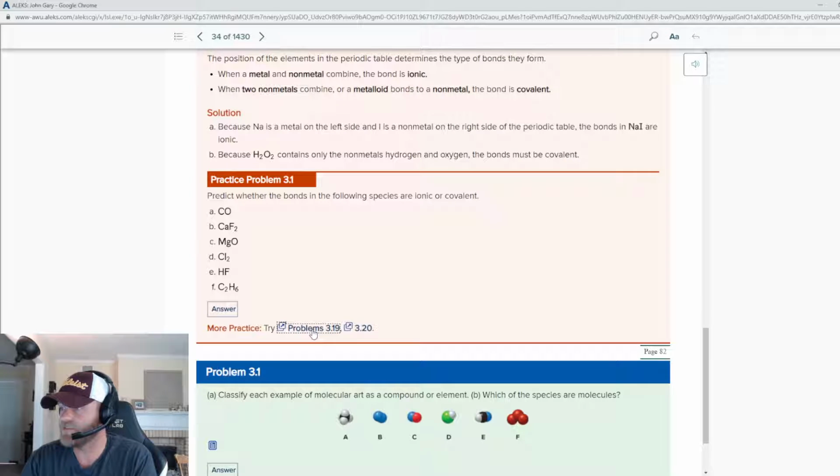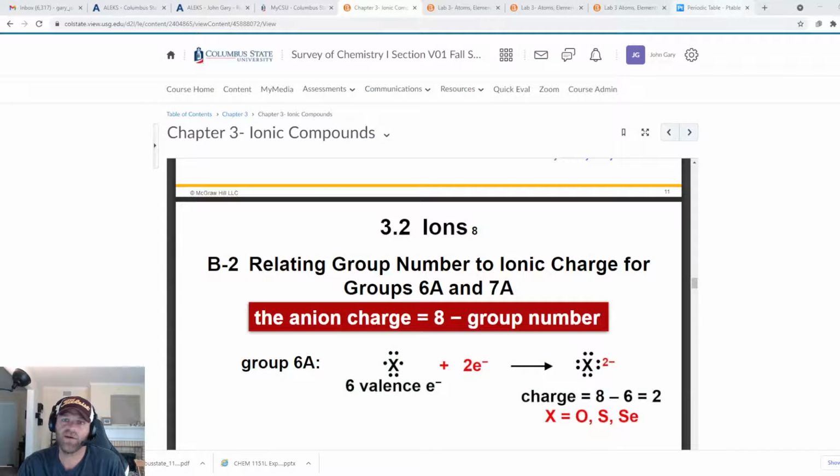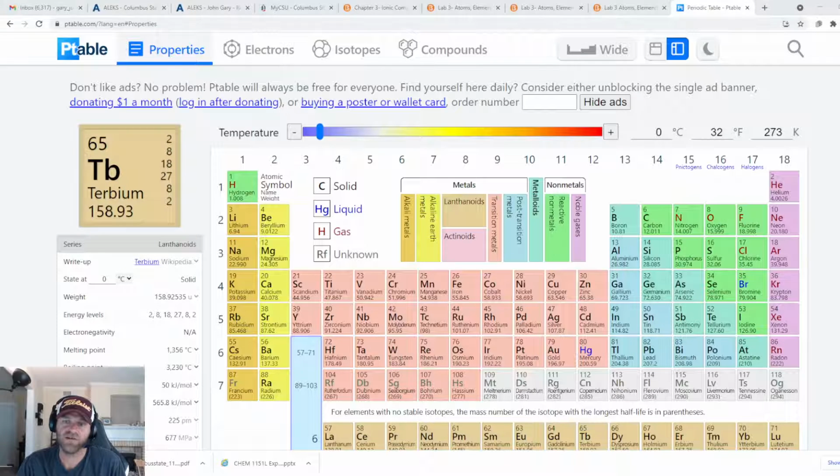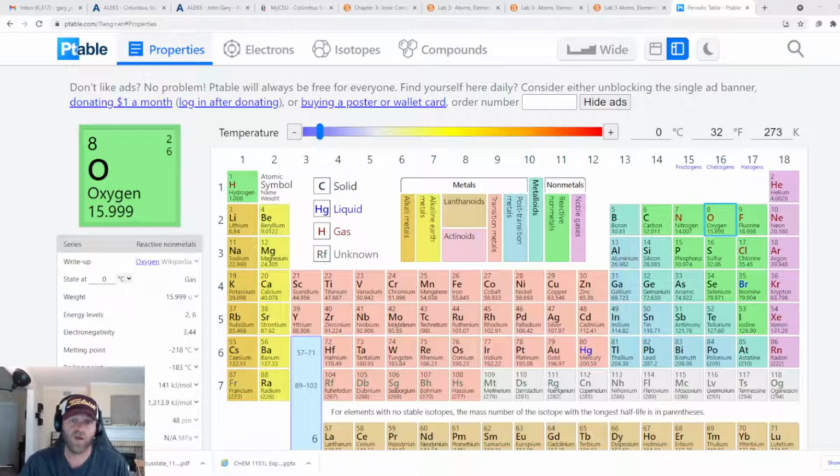Don't forget about these little practice problems, so just test yourself. Predict whether the bonds in the following species are ionic or covalent. C and O. So just quickly, I can go to my periodic table. Make sure y'all can see that. Yep, C is on the same side as O. They're both nonmetals. So I'd say that's not an ionic bond. Remember, ionic bonds have to be on one side and the other. It has to be a metal and a non-metal in order for it to be an ionic bond. So that is definitely a covalent bond.